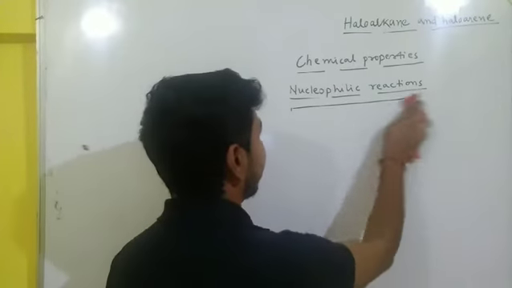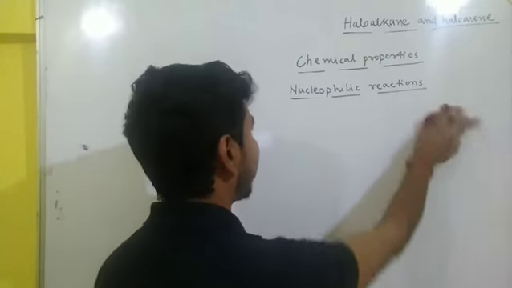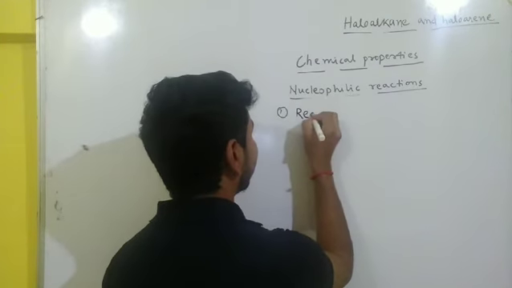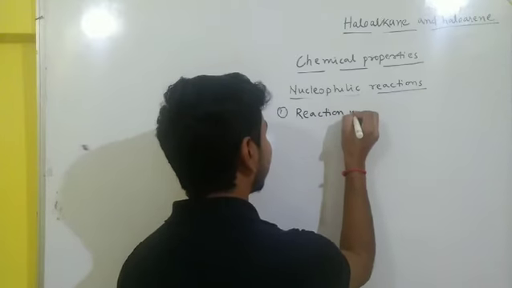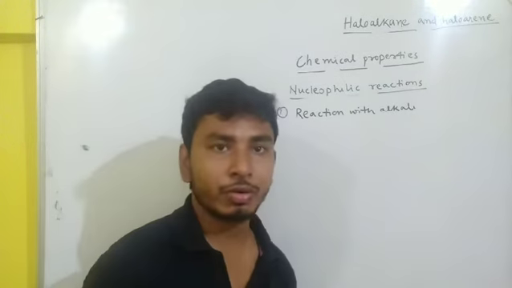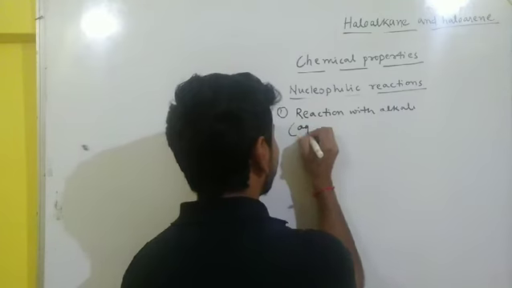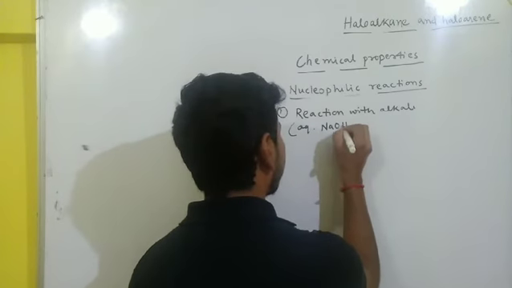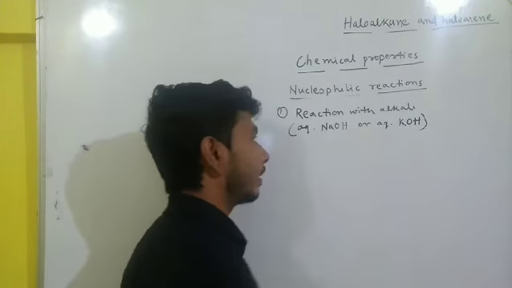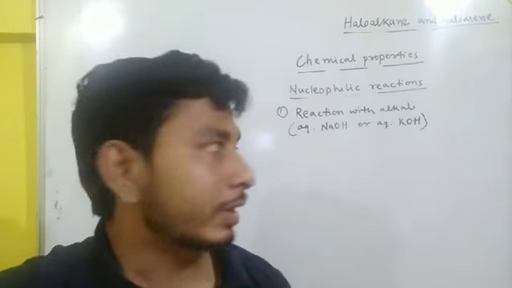Reactions with nucleophile. Nucleophile means any electron rich species. First, reaction with alkali. Here alkali is aqueous NaOH or aqueous KOH, aqueous sodium hydroxide or aqueous potassium hydroxide.